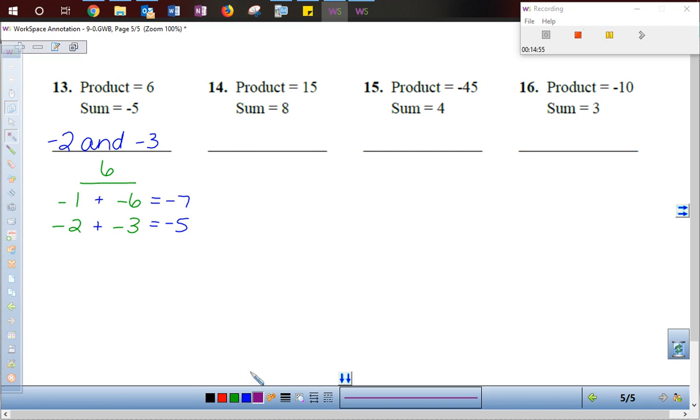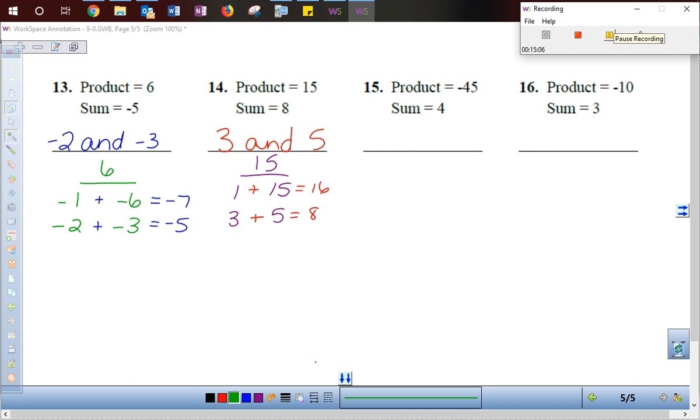On number 14, I want two numbers whose product is 15 and whose sum is 8. I would like you to pause the video and try this whole problem on your own. Hopefully you listed the factors of 1 and 15, 3 and 5, and you found 3 and 5 add together to be 8.